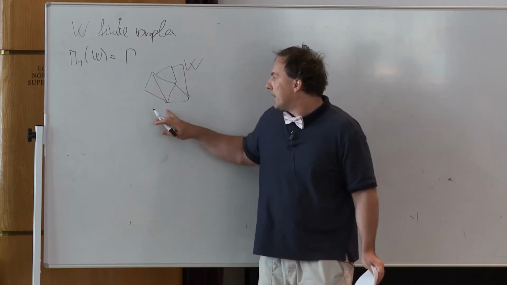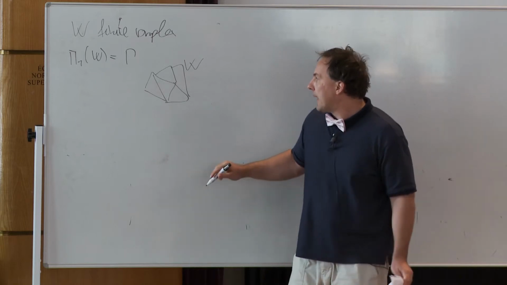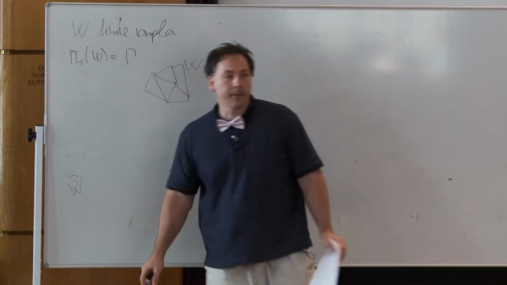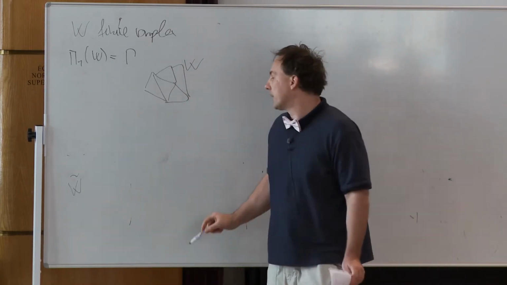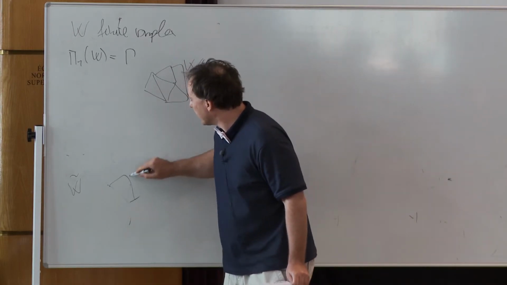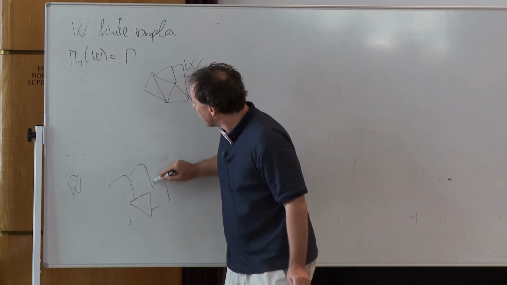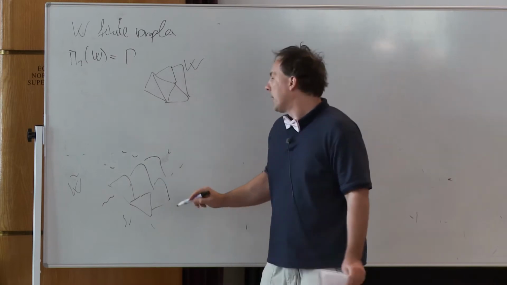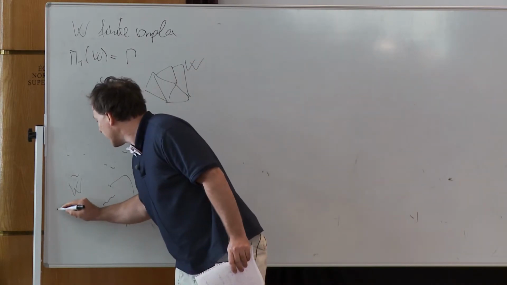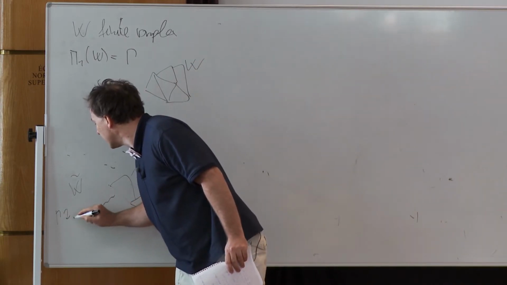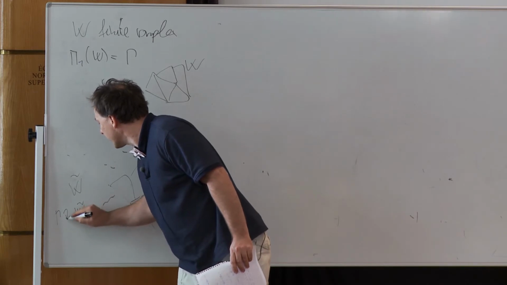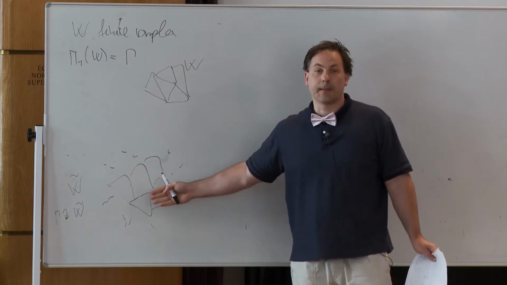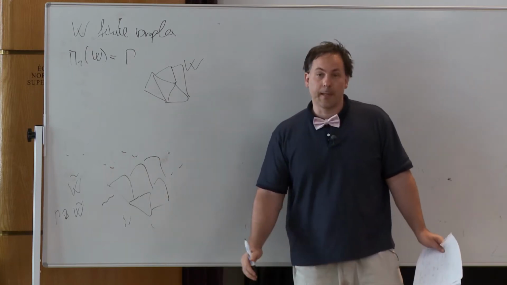So one thing that people do a lot of the time is pass to the universal cover. They take the universal cover, W tilde, which, in the interesting cases where gamma is infinite, is an infinite complex. But it admits an action: gamma acts on the universal cover cocompactly. And if you take the quotient of that action, you get back the original complex.